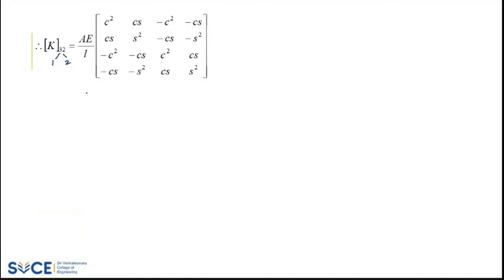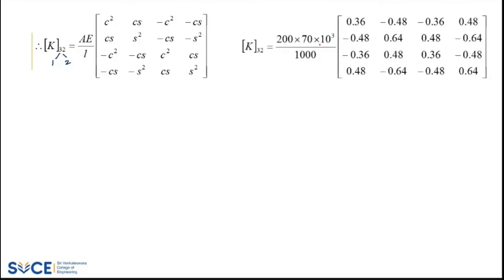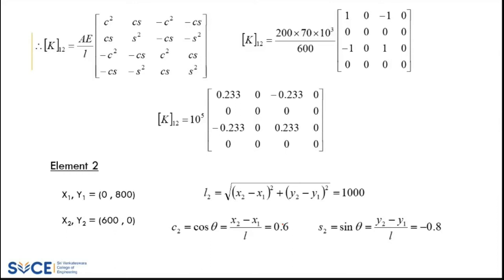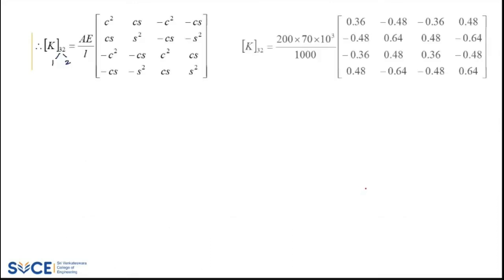So the formula is the same. AE by L, then C square, CS, and so on. Applying it, 200 into 17 into 3 divided by 1000. So all these values, just substituting it. Make sure we identified only C, right? But when you are substituting, you have to substitute C square, which means I have to take a square of this. So 0.6 square. CS is 0.6 into minus 0.8.